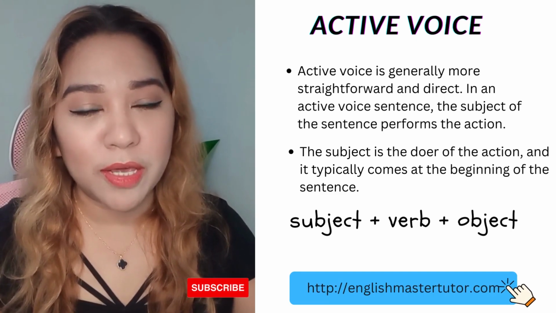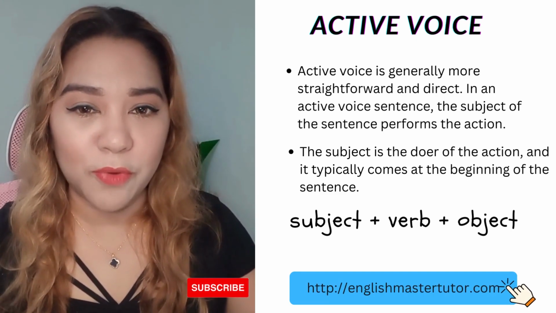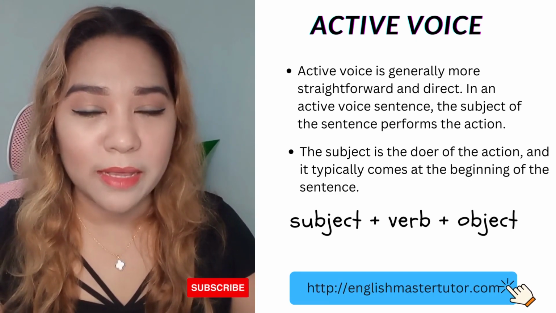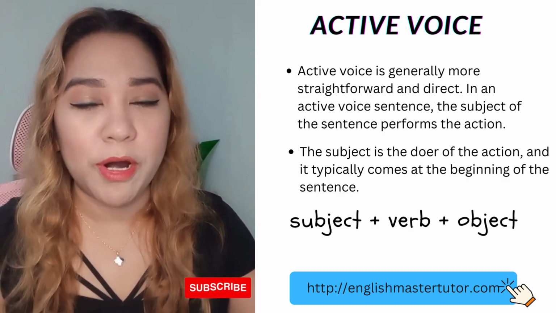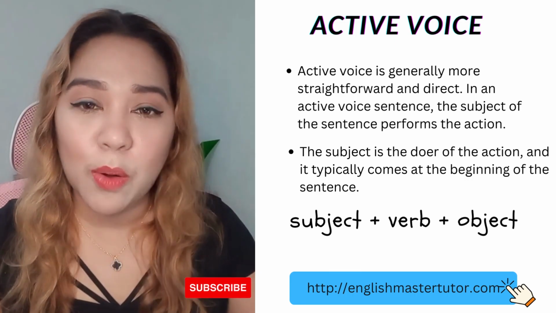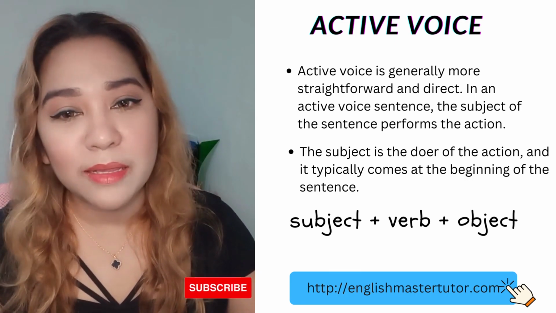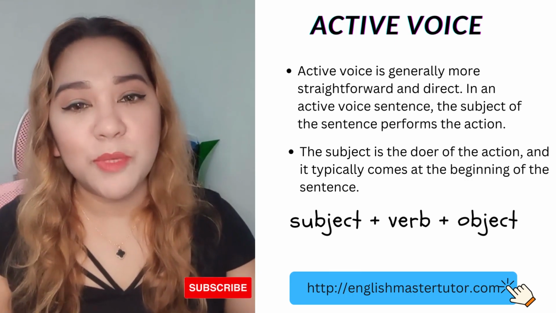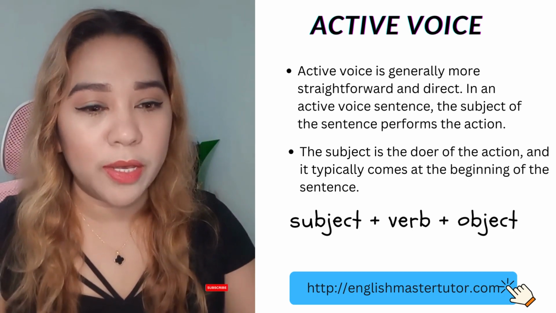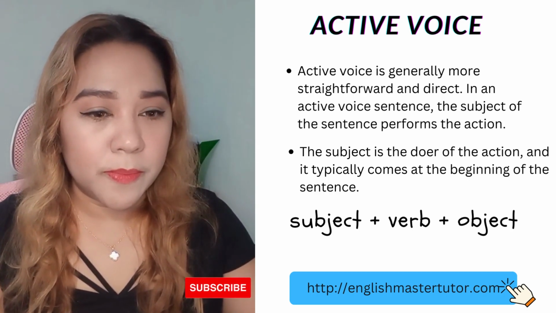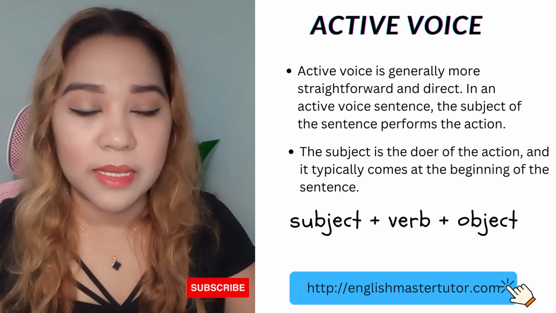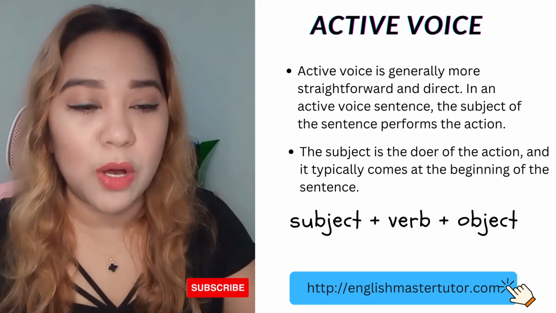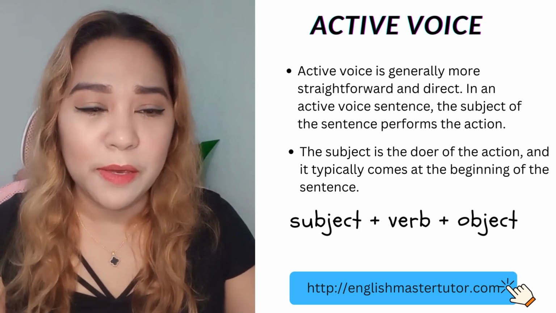So, let's talk about the first one, the active voice. What is it? The active voice sentence is generally more straightforward and direct. Now, when the sentence is in the active form, the subject comes first, okay? The subject is the doer of the action, and it typically comes at the beginning of the sentence, okay?